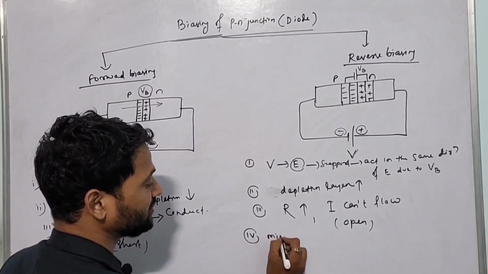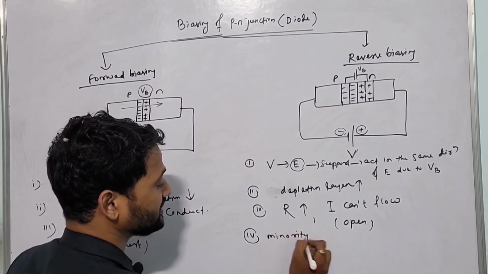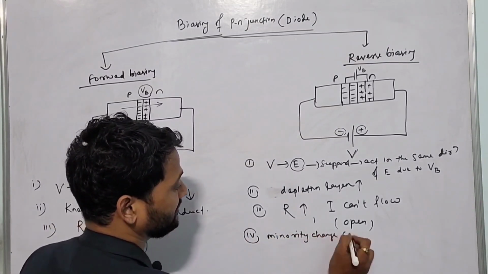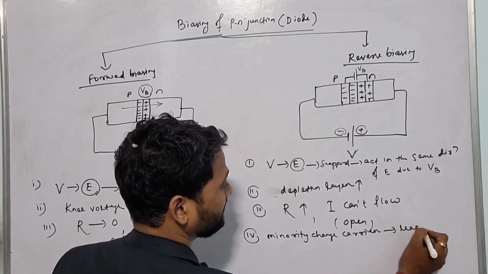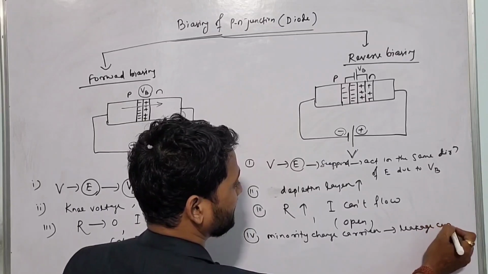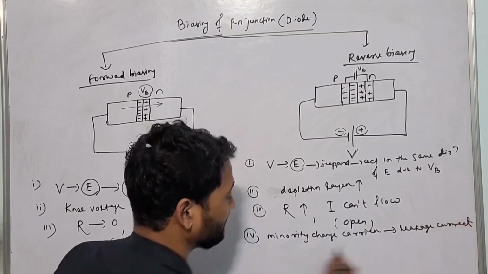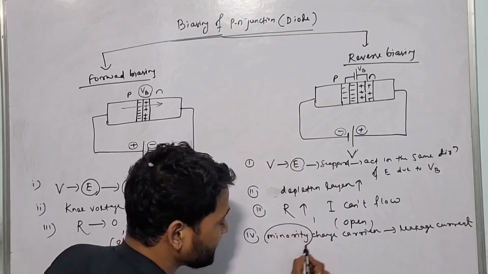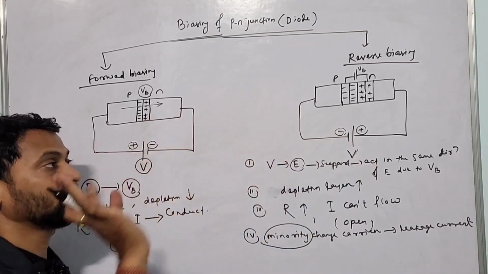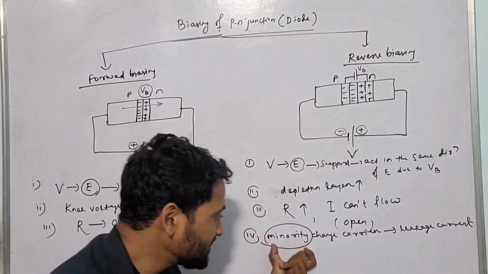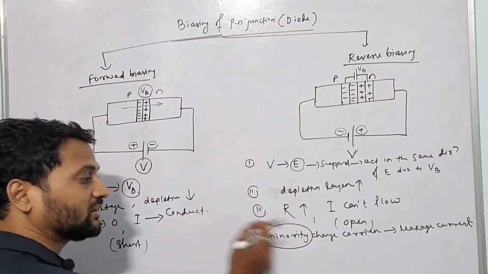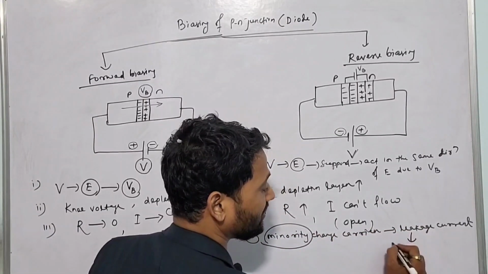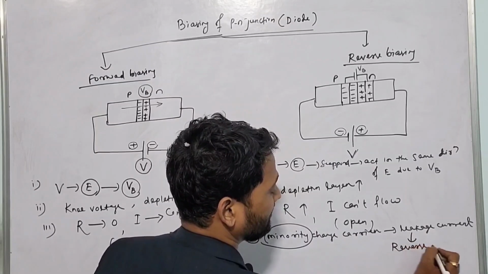Most important, due to minority charge carriers, leakage current will flow. Again I repeat, most important, due to minority charge carriers, not due to any other potential. Due to minority charge carriers, a small amount of current will flow. That current is called leakage current or reverse current.